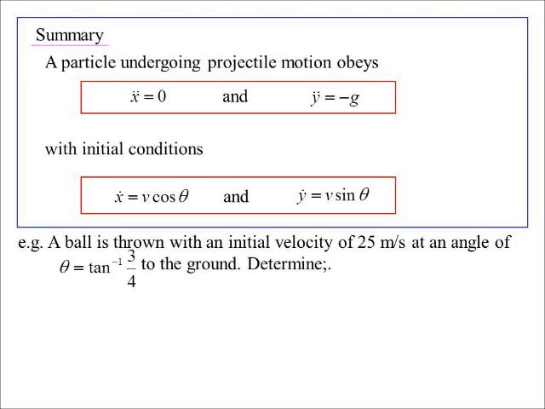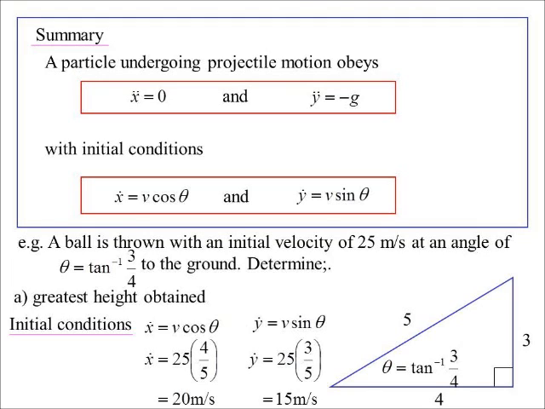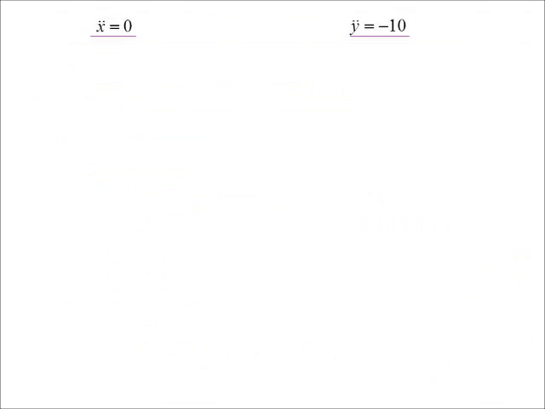Okay, we're going to throw a ball at 25 metres per second, at an angle of inverse tan 3/4 to the ground. So let's answer some of those common questions. The greatest height obtained. So, initial conditions. Draw myself up a triangle. X dot is v cos theta, so in this case it'll be 20 metres per second. Y dot is v sin theta, 15 metres per second. I'm conveniently using 10 for gravity rather than 9.8 just to make the maths a little bit nicer. I never said I was on Earth. I could be on another planet. You never know.